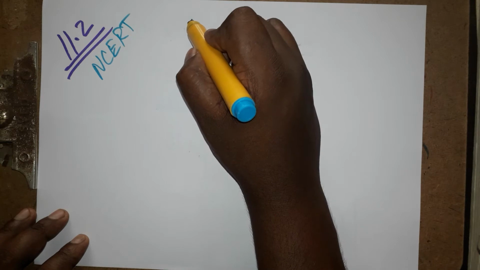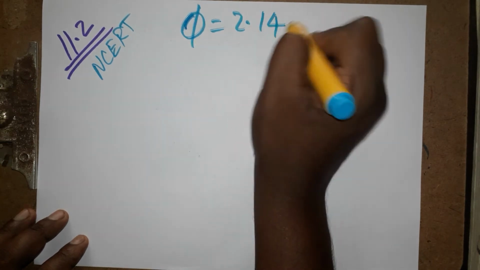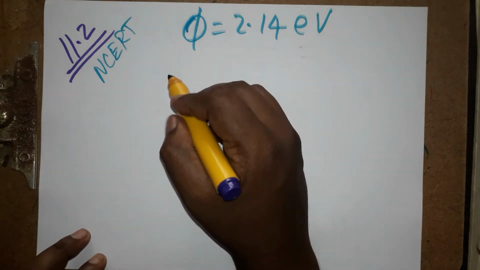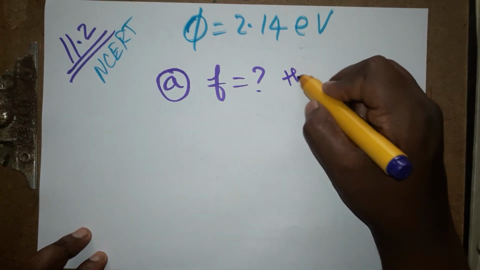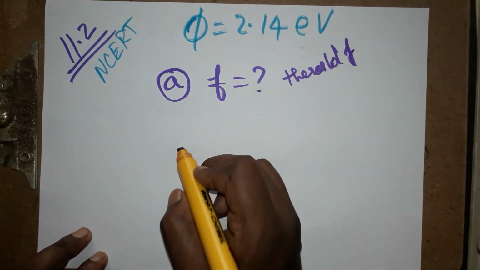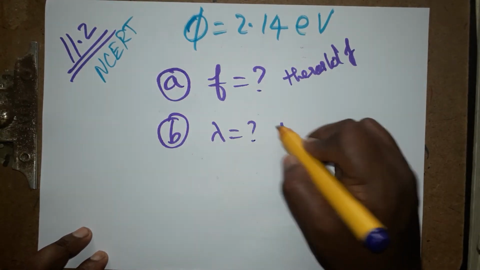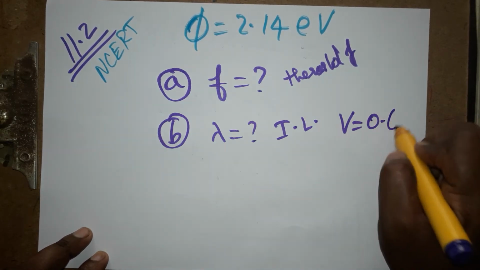Okay. The thing is they are telling us a work function. I have taken the work function as 2.14 eV. The work function symbol is like this. We'll be learning everything. First we'll see what question is asked. I am going to solve it with explanation. A is the frequency. How much is the frequency, which is called the threshold frequency? Next one, how much is the wavelength of the incident light? It is a tricky question. The voltage applied is 0.6 volt.